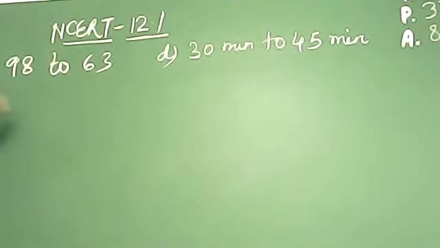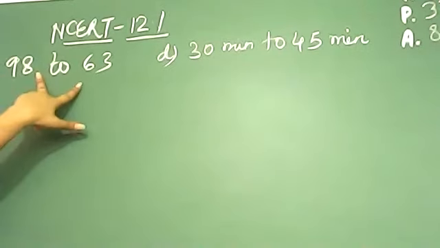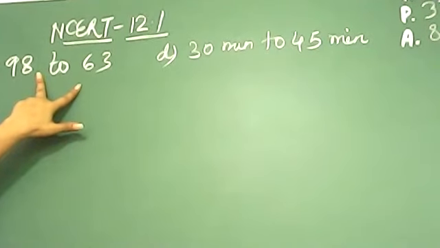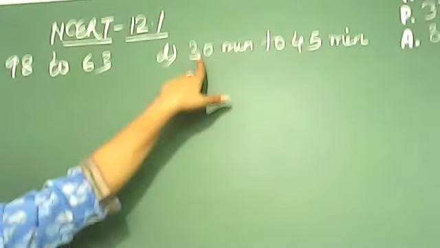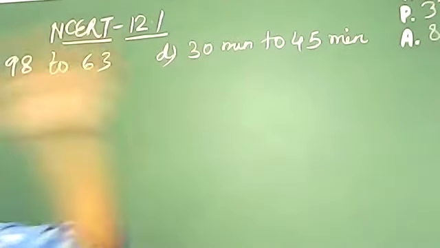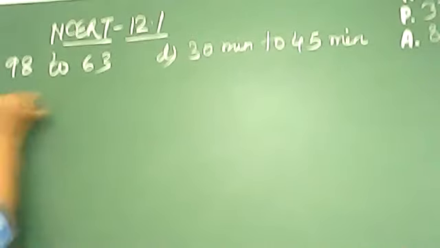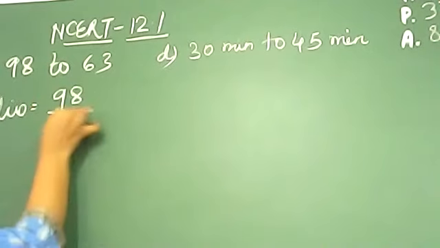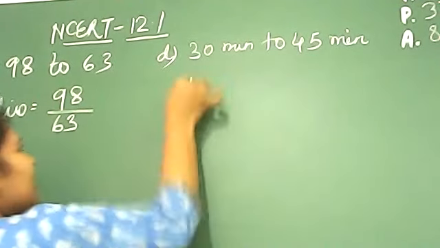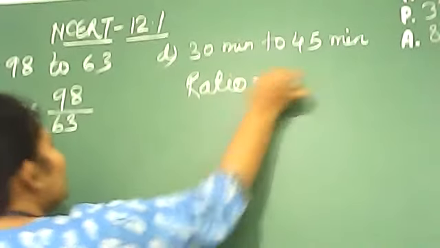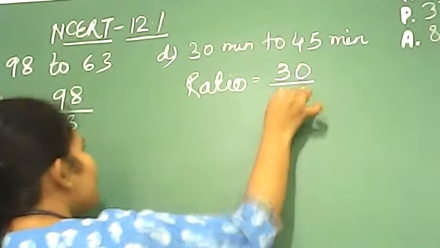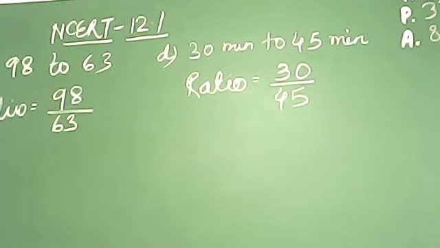Okay? If you see question number B, there is no unit. It means there is no harm in it. क्योंकि यूनिट है ही नहीं तो हमें यहाँ पे कॉमन इक्वल करने का कोई टेंशन नहीं है. But if you see question number D, you have units, but both the units are the same. So again, you don't need any kind of conversion. Fine. So you have to solve directly. For the first one, your ratio would be 98 by 63. And for the second question, your ratio would be 30 by 45. No need to write minutes because they are the same.